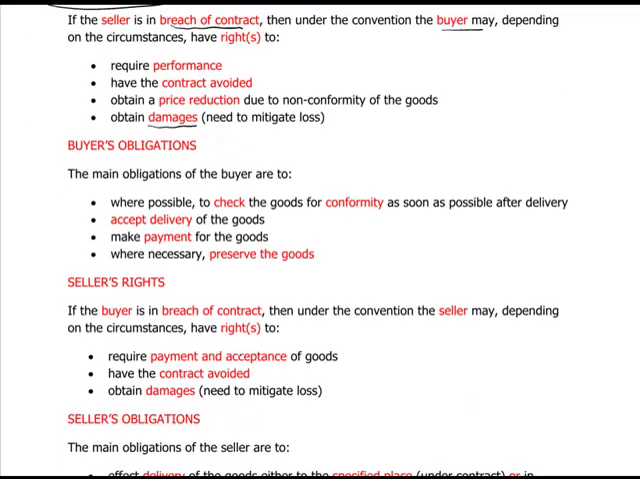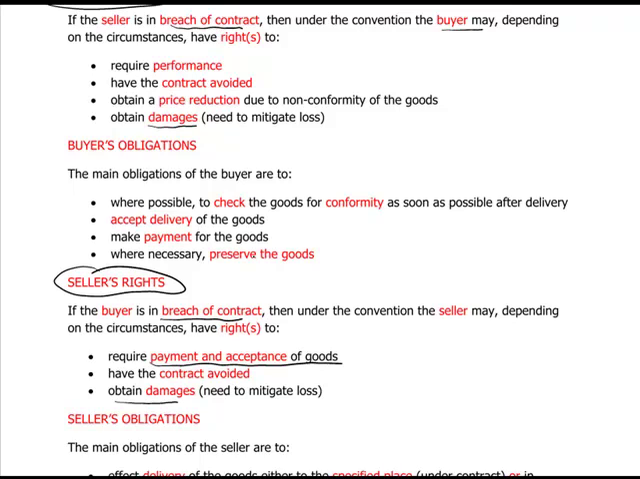Seller's rights, the other side of the fence if you like, is that the buyer will be in breach of their contract in certain ways. Payment and acceptance of the goods is something they must fulfill. They can have the contract avoided, and again they can obtain damages, the seller, if the buyer is in breach of the contract.